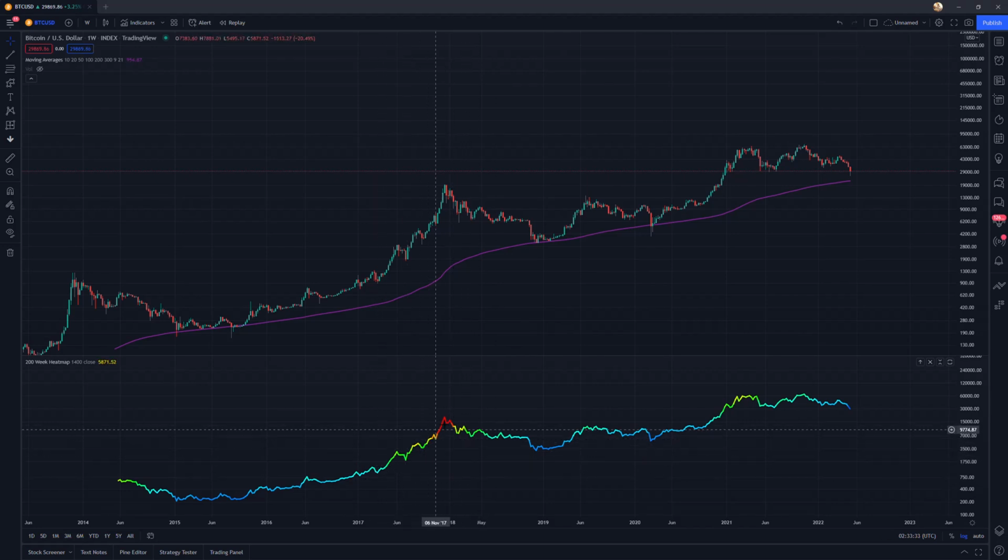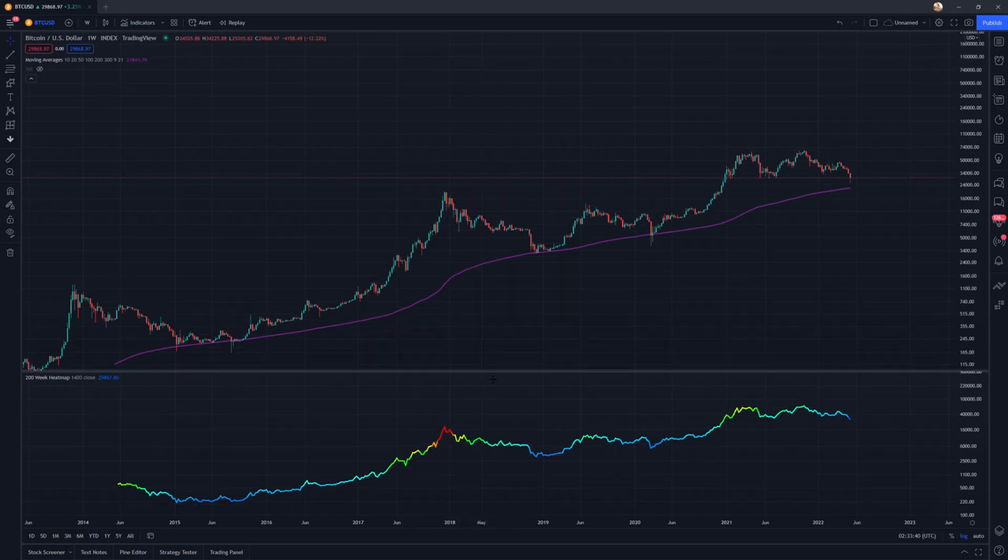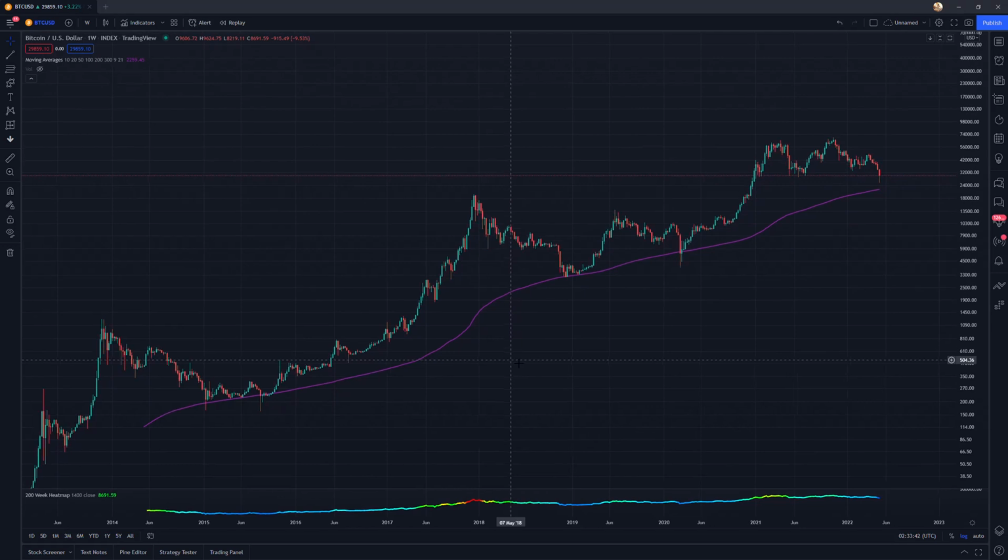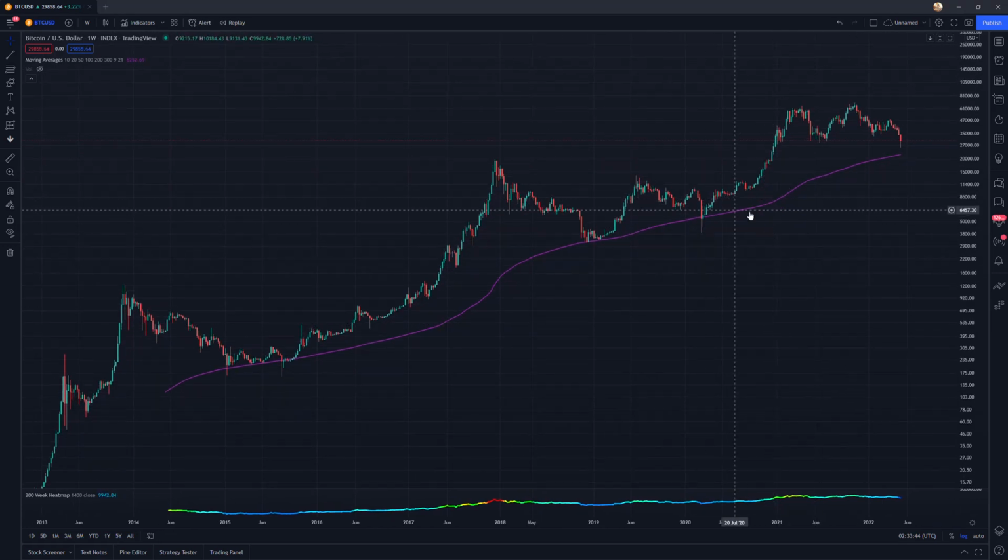So this is the indicator down here. It's color-coded to describe the change in the 200-week moving average. I'm going to be showing this in a little bit, but first I want to talk about the 200-week moving average and describe what it is and why I'm using it.